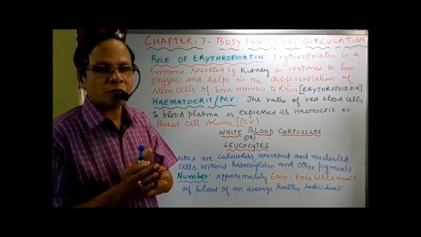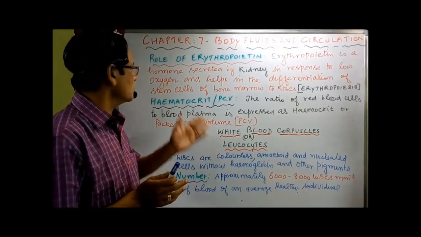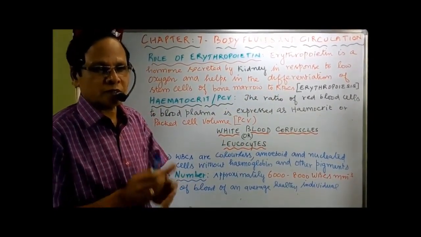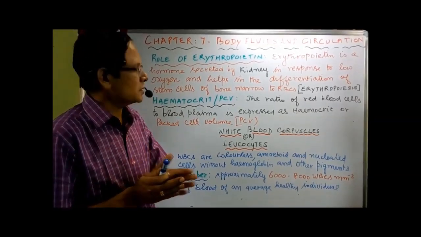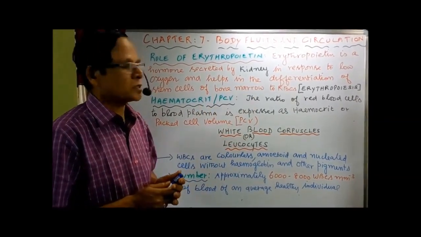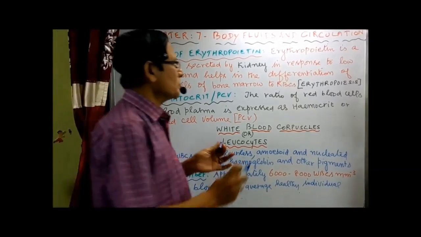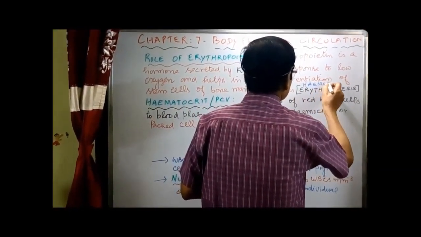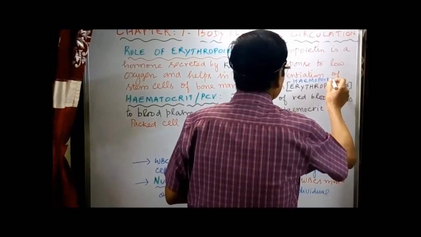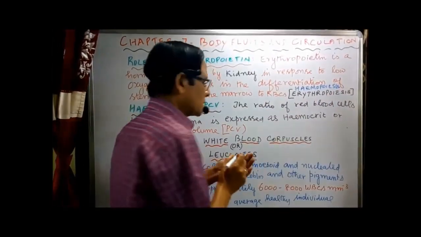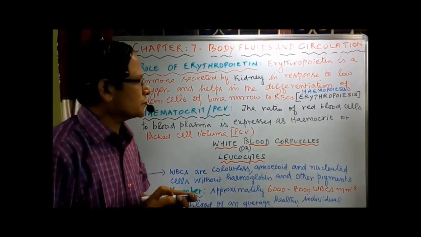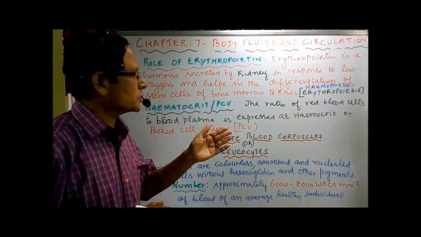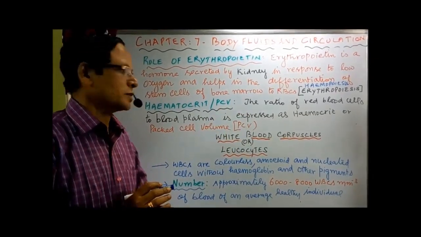This process of formation of red blood cells is known as erythropoiesis. Generally it is called hemopoiesis. The formation of RBCs is called erythropoiesis, or we can say hemopoiesis. Hemopoiesis is a general term used for the formation of blood cells commonly. Erythropoiesis refers to the formation of RBCs.